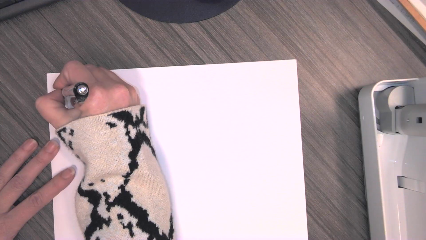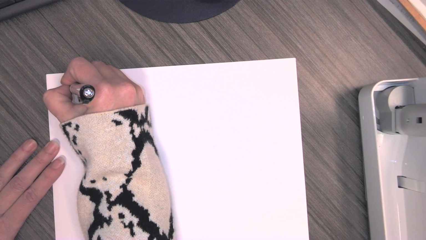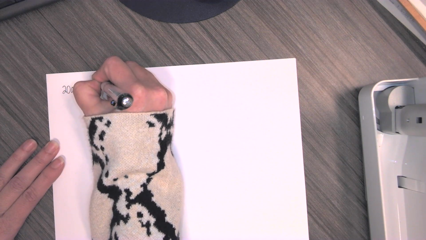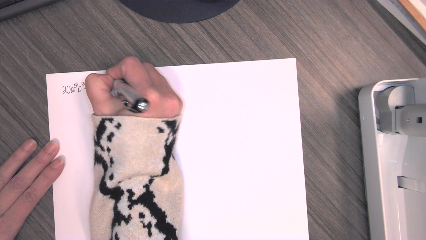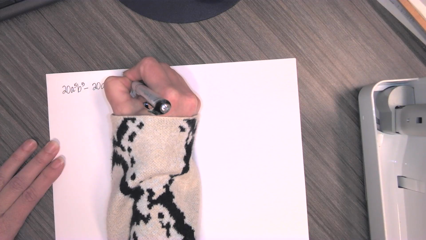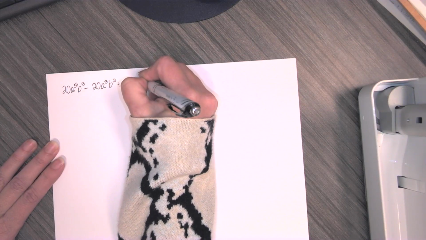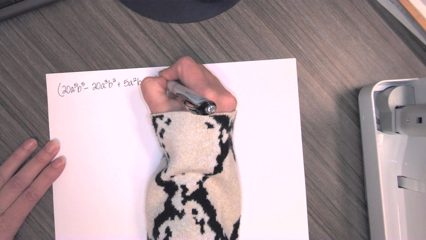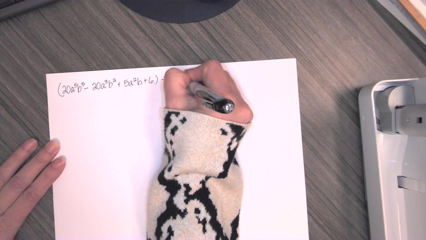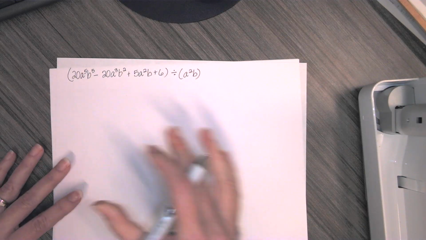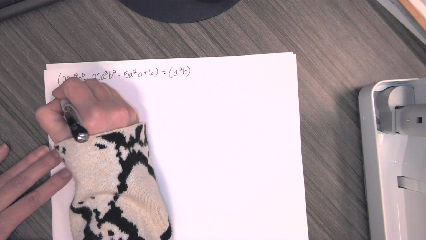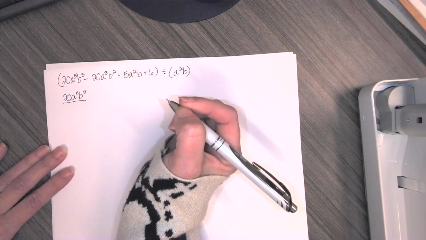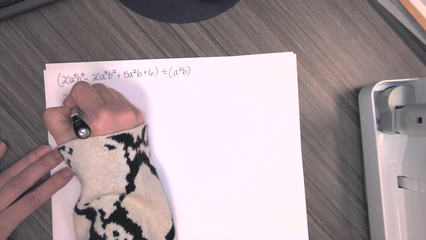Okay, I'm going to do one more division by monomial with multiple variables in it. Let's see, we have 20a to the 5th b to the 5th minus 20a cubed b squared plus 5a squared b plus 6, and I'm dividing that polynomial by a squared b. All right, so just as I've done on the others, I'm going to write each individual term and show that I'm dividing it by a squared b.